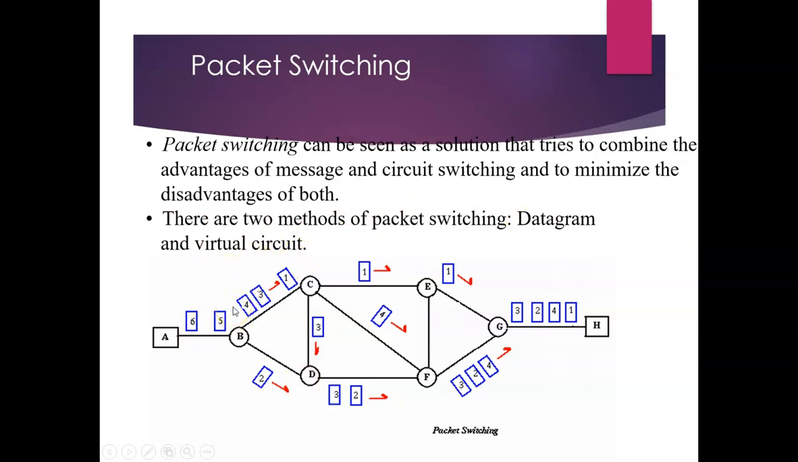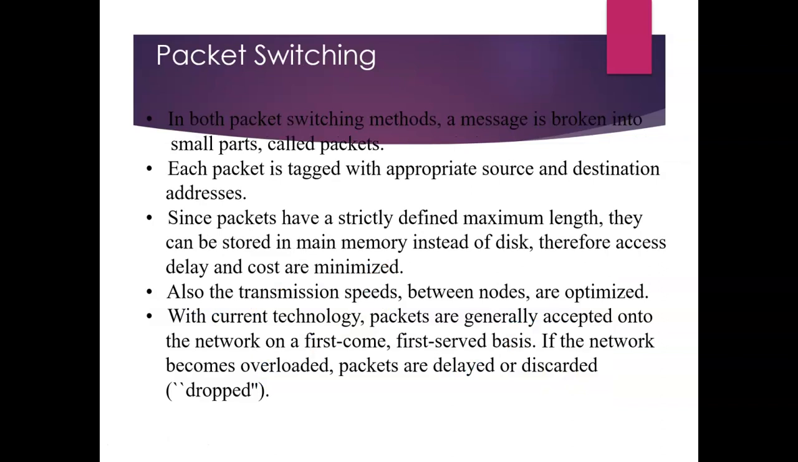As you can see, the first thing is that it will reserve some resources before doing the communication. Second, it will take different paths to reach the network. It won't take the same path. The message is broken into chunks called packets. Each packet is tagged with the source and destination address. Packets are strictly defined with a maximum length. They can be stored in memory instead of the disk. Also, the transmission speeds between the nodes are optimized.